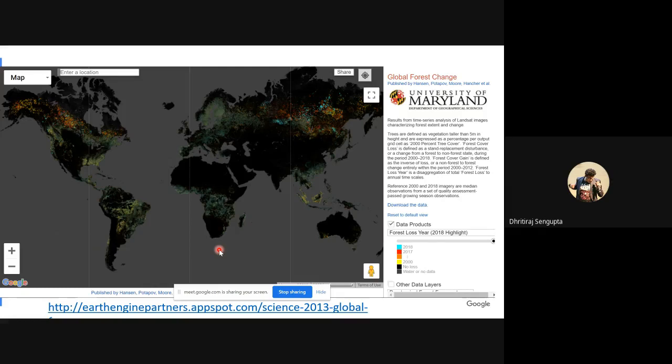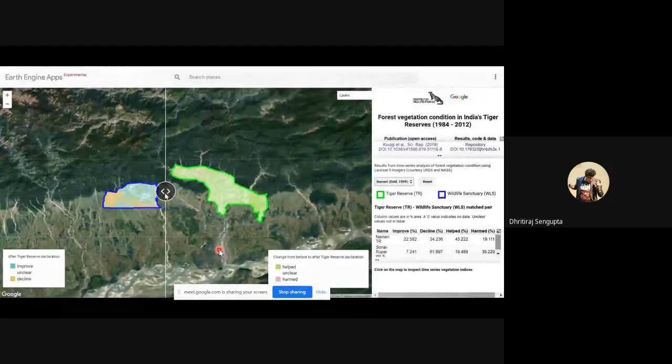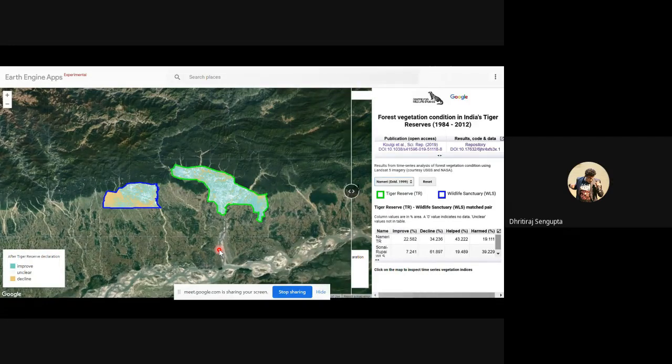So with these technologies coming, like cloud computing, there is a lot of work being done, and I'm going to show you a few case studies. This is a global forest change data set, which was done by the University of Maryland, the first ever global time series data set of forest cover change throughout the world from 1985 to 2018, 32 years' worth of data. This is another example, done in India by the Center for Wildlife Studies, and what they saw was how forest cover changed after a few places were declared reserve forest.